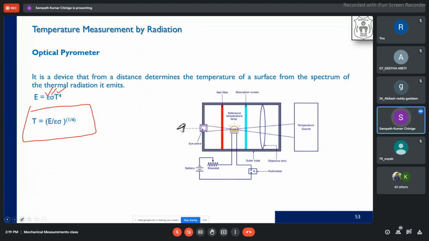We also have methods where we try to find out the capital E, the total emissive power, and from that we try to find out the temperature. There is also another way, but here what we are estimating is capital E by means of this multimeter, and from that we will be able to find out the temperature of the filament, the temperature of the source.